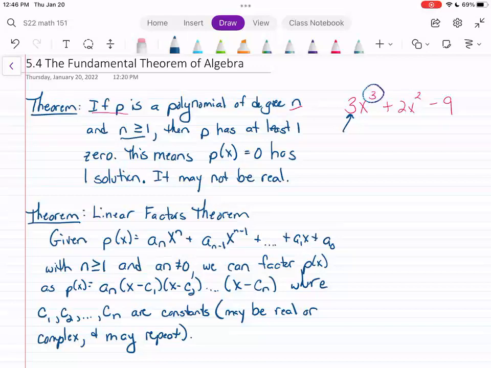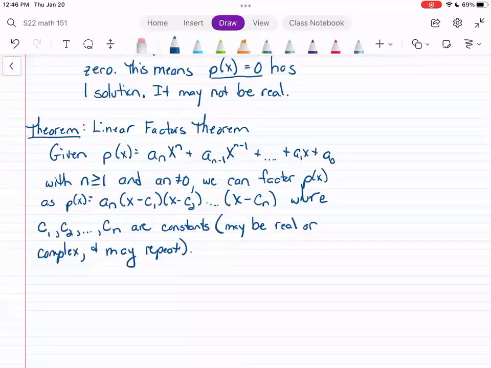And what we mean by that is that if we set this polynomial equal to 0, there is at least one x that's going to make this true. Please note that this may not be a real solution. It could be an imaginary solution. But this fundamental theorem of algebra then leads us into a theorem that helps us to summarize the last three sections that you've looked at. And what it tells us is that theoretically, we can completely factor any polynomial. And that theorem is the linear factors theorem.